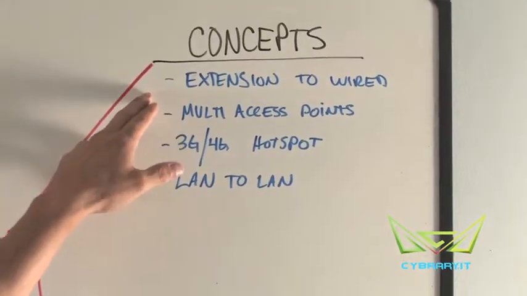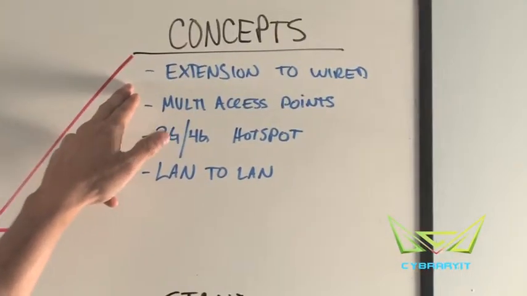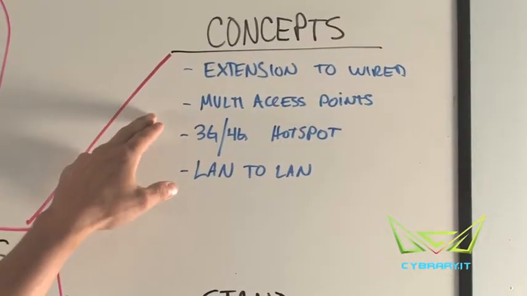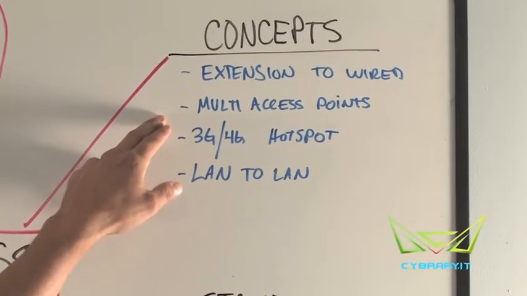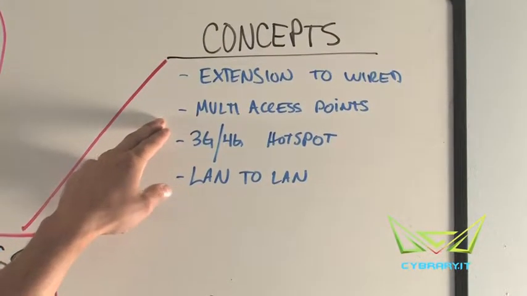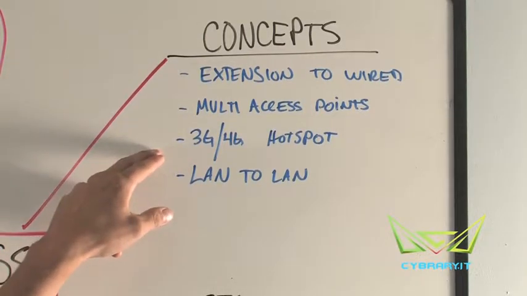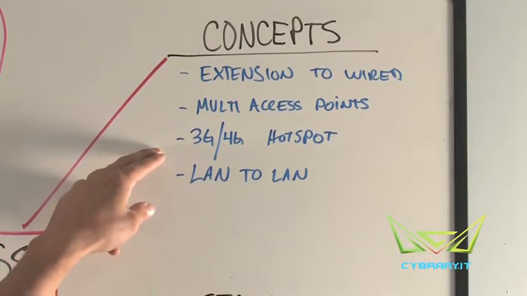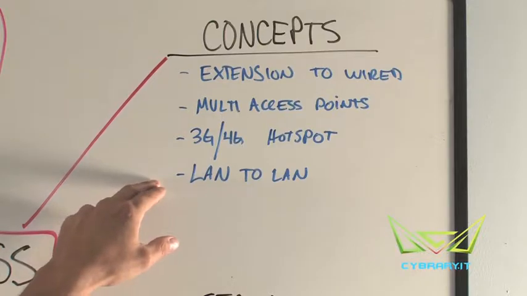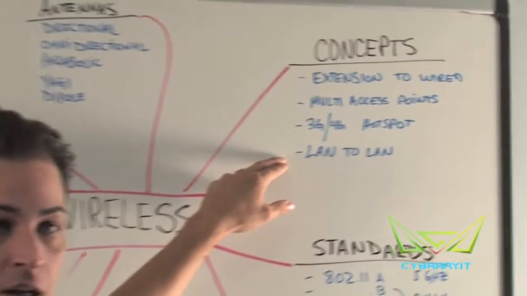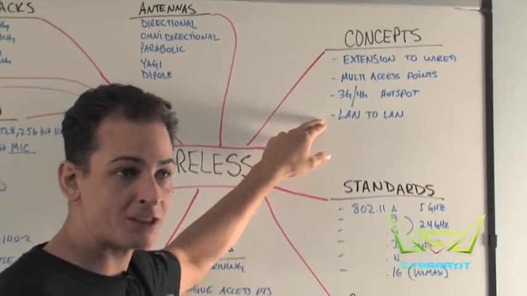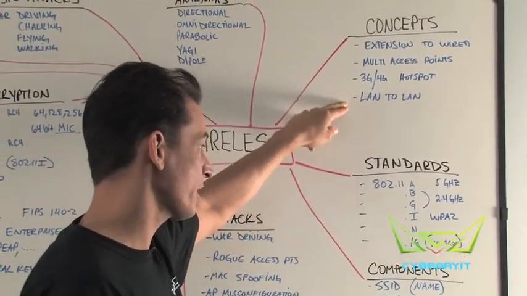So they can often become an extension to what we consider the wired network. They typically have multiple access points, so that's multiple areas of attack. We also have 3G and 4G hotspots, or they can be an extension from one local area network to another local area network. Nonetheless, that's great opportunities for the penetration tester.